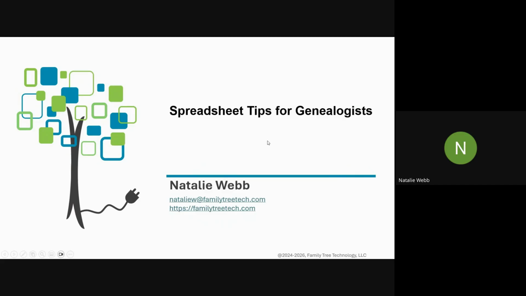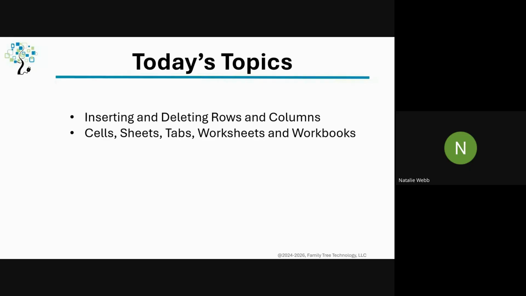And those two things that I think are very important, especially when you're starting out, are inserting and deleting rows and columns in a spreadsheet you've already created, and then cells, sheets, tabs, worksheets, and workbooks. What do we mean when we use each of these words, and how do they go together? So let's do inserting and deleting rows and columns first.